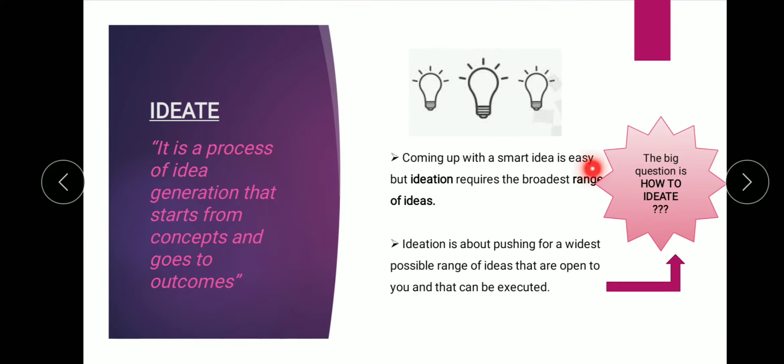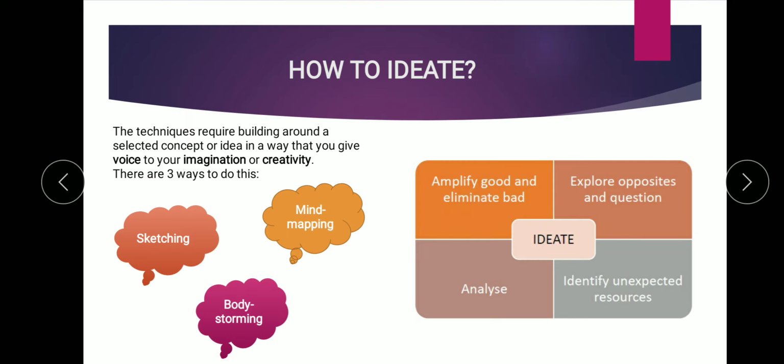Coming up with a smart idea is easy, but ideation requires the broadest range of ideas. We don't want you to come up with the one right solution. We want you to come up with a variety of solutions, and each and every solution must be prioritized. After prioritizing, you need to try out each and every solution and then come up with the proper solution. We don't want the correct solution or the 100% right solution. We want the best solution here. So ideation is about pushing for the widest possible range of ideas that are open to you and that can be executed first. And how do you ideate?